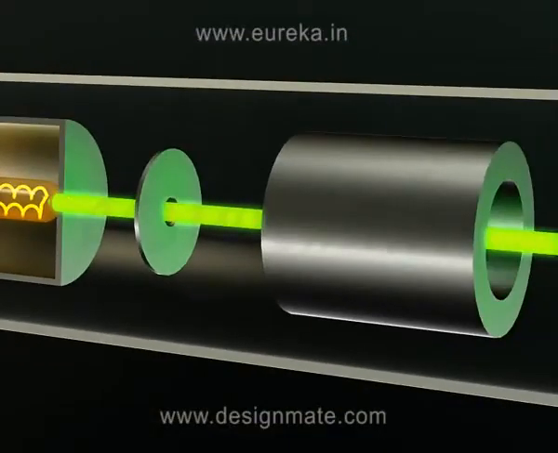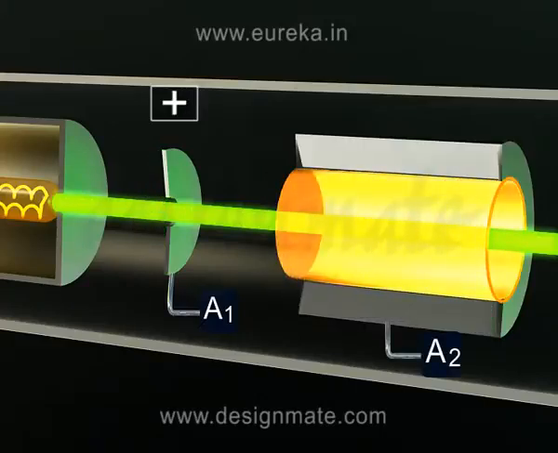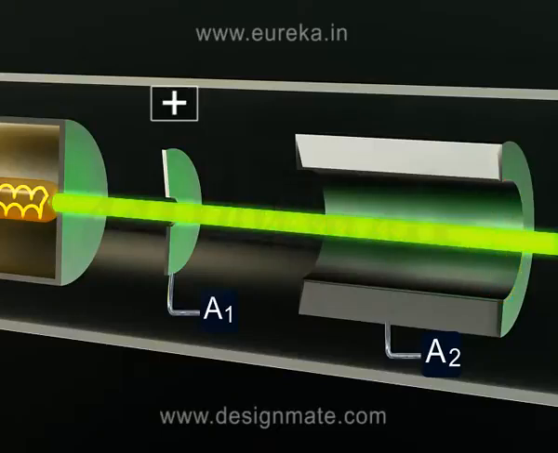This electron beam is then accelerated by means of anode A1, in the form of a plate with a central hole. Another cylindrical anode A2 is kept to focus the beam further. This anode is kept at a lower potential than that of anode A1.